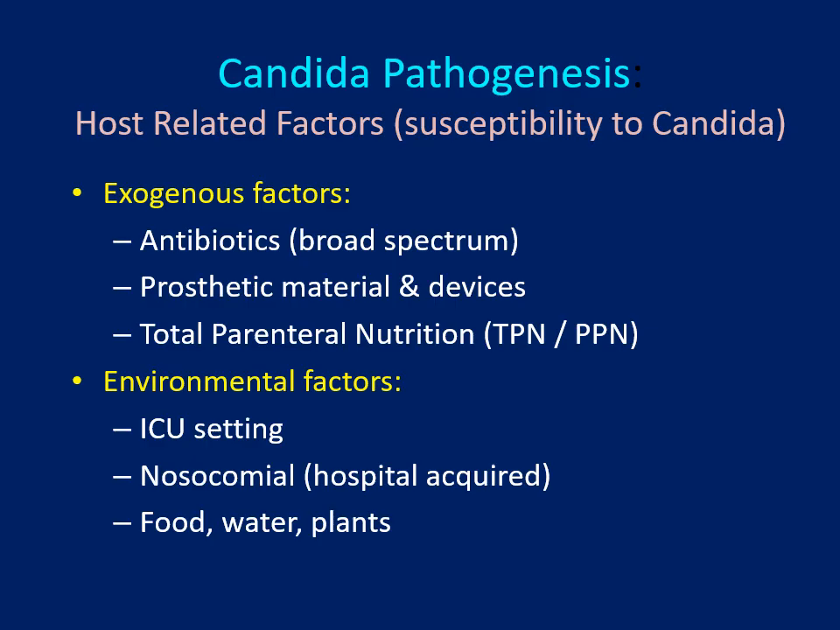Prosthetic material and devices, and here comes the role of the ability of candida to produce biofilm and stick on catheters and prosthetic material and devices. And TPN, total parenteral nutrition, because this is usually given to people who have major surgery on their abdomen. They cannot take food, and it's usually given via a central line. So these are all, in their own capacity, reasons for severe candida infection.